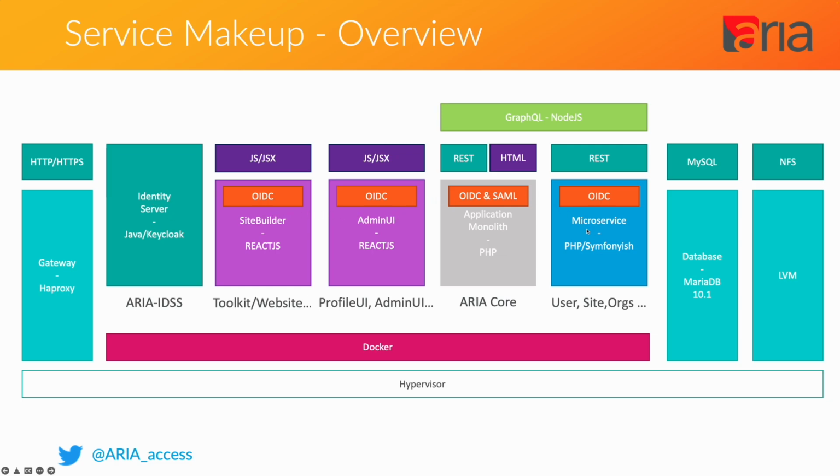And we have a number of microservices. We have various microservices written in Fay, which is essentially a wrapper around Symfony. And this is currently the site data API, the organizational API, and the user data API, of which the main ones are the site and user data API. And we also have ARIA Core, which is the old ARIA monolith, which is sort of 80% of what ARIA is at the moment, and we're slowly carving that up into little bits.